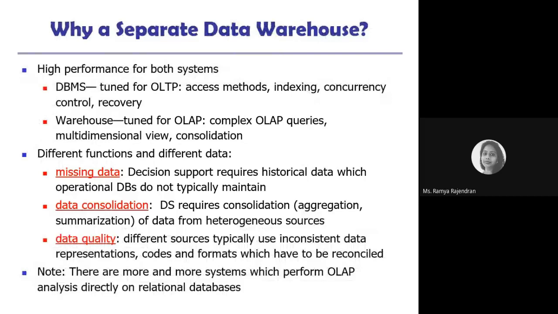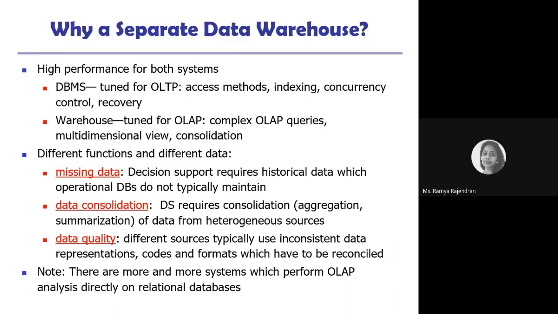Okay, so we have been discussing this already, but still we are just going to discuss why you need a separate data warehouse instead of using your operational database. Why do people have to go for a separate data warehouse? So we have a relational DBMS, database management system, where OLTP, online transaction processing, happens on databases, whereas OLAP happens on the data warehouse.